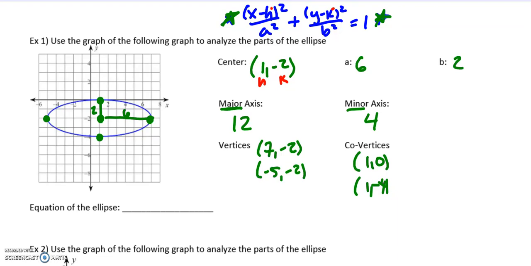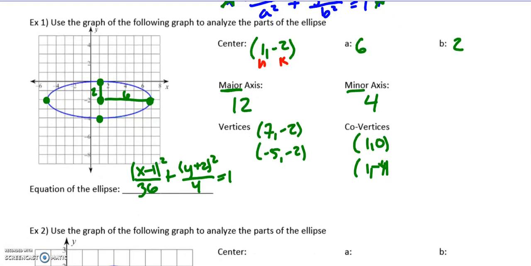And to write the equation of my ellipse, take all the information I have up there, and it becomes x minus h, or opposite h, is x minus 1 squared all over a squared, which would be 36, and then plus y minus k, or y opposite k, would be y plus 2 squared, and this is all over 4 equals 1. So there's the equation of my ellipse, and all of the other vocabulary terms put into the right places. So the key here so far is just remembering what that vocabulary means.